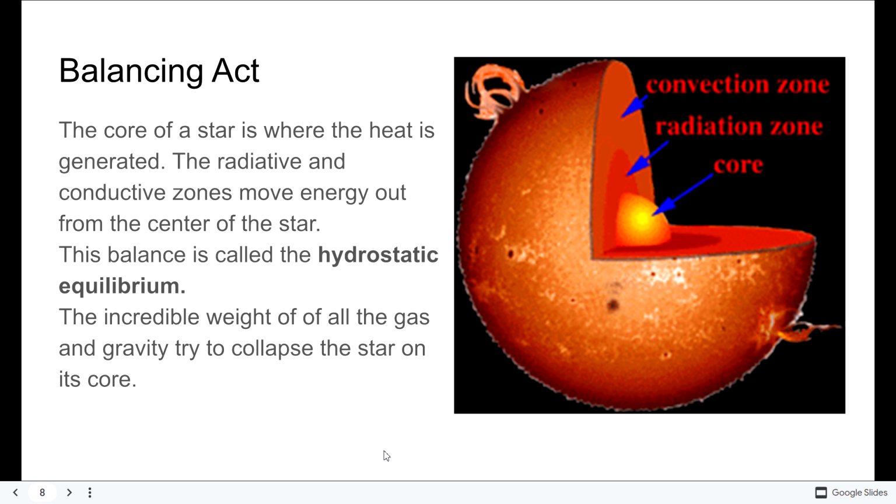Everything's all equal throughout. The problem with stars is the incredible weight of all that mass being pulled in towards the core. Gravity's pulling all of that in, trying to collapse all of the gases in on the core. So that's why we need that nuclear fusion to happen and push the energy back out so it balances out the gravity pulling in.